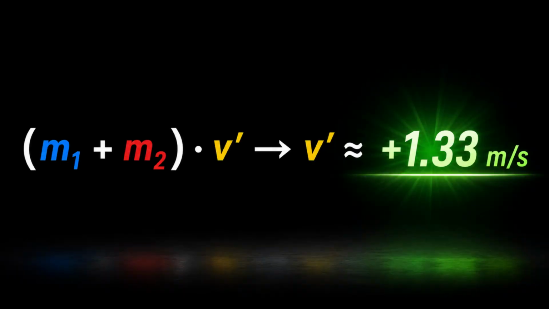Run it through the inelastic collision equation, and the combined velocity after impact comes to about 1.3 meters per second in the defender's direction. Translation: the defender wins the collision and slightly reverses the ball carrier's progress.